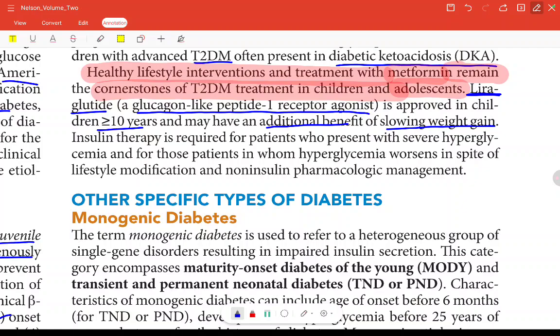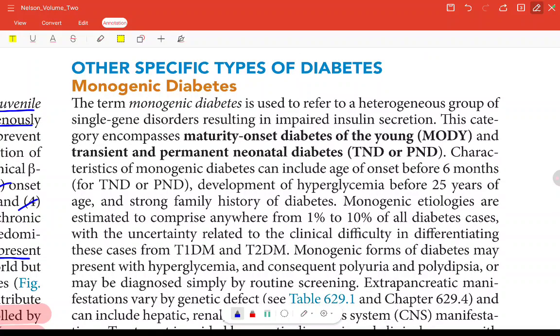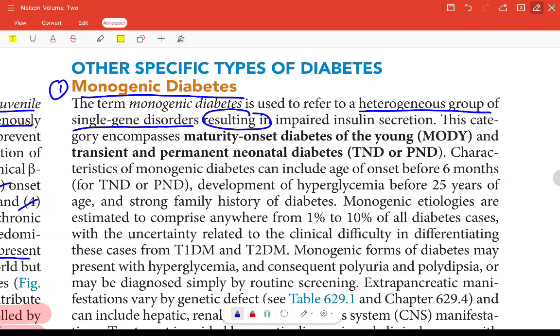Fine. Starting with other specific types of diabetes, first we are going to read about is monogenic diabetes. The term monogenic diabetes is used to refer to a heterogeneous group of single gene disorders resulting in impaired insulin secretion. What is happening here is a heterogeneous group of single gene disorders which result in impaired insulin secretion. There is impaired insulin secretion, okay.